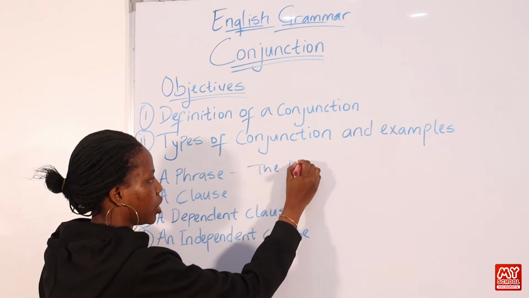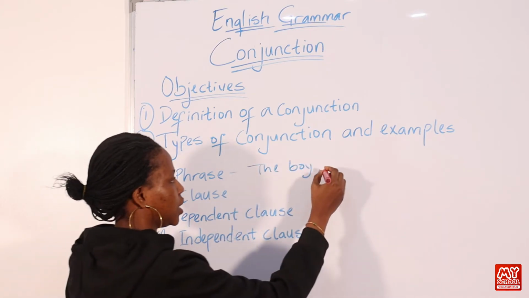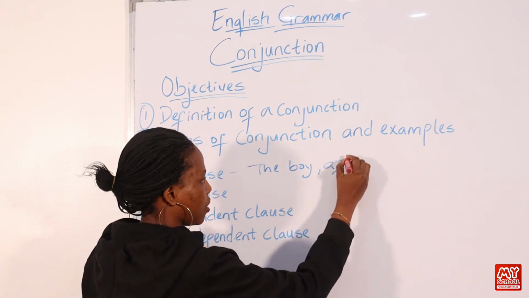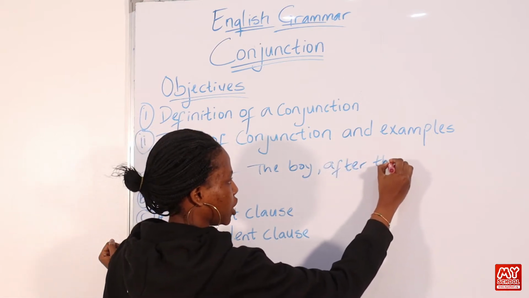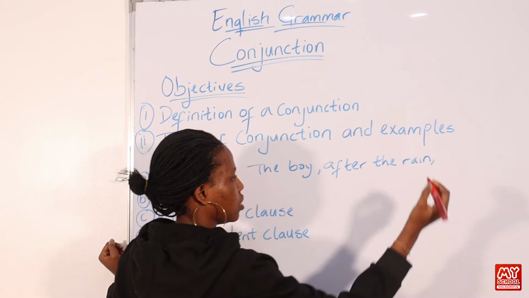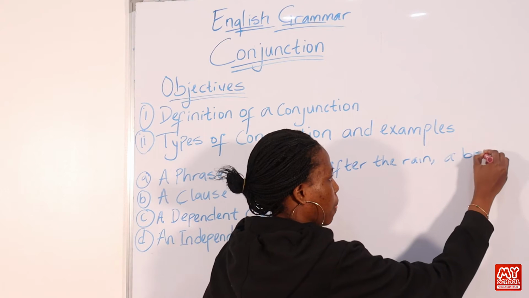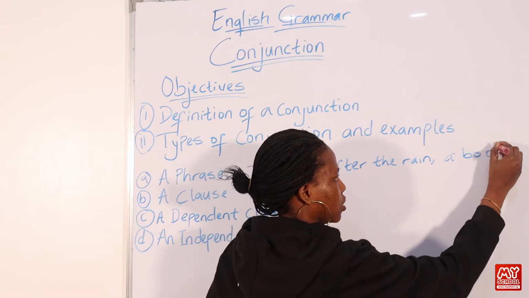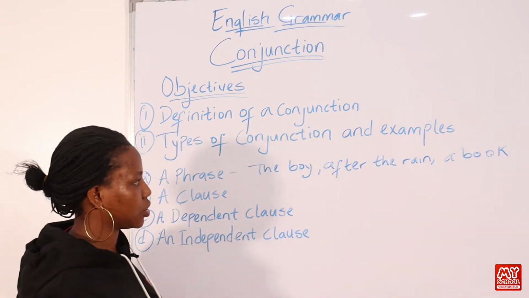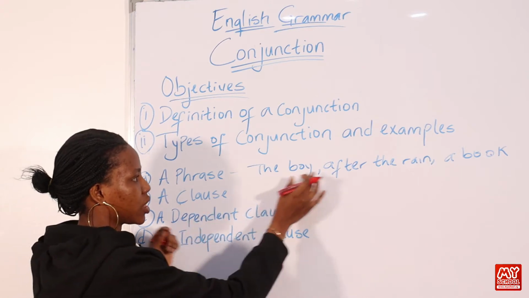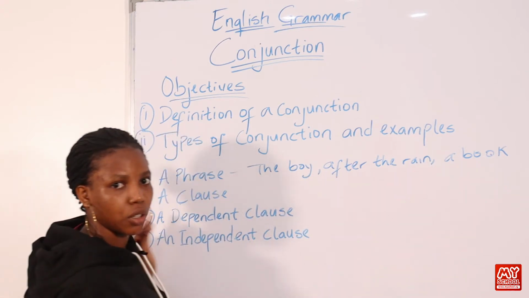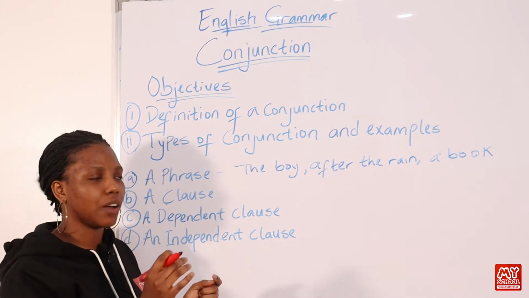you can say the boy. You can say after the rain. You can say a book. So these are examples of phrases. Okay, we have 2 word, 3 word, 2 word phrase. Okay, these are a group of words that do not have a verb.